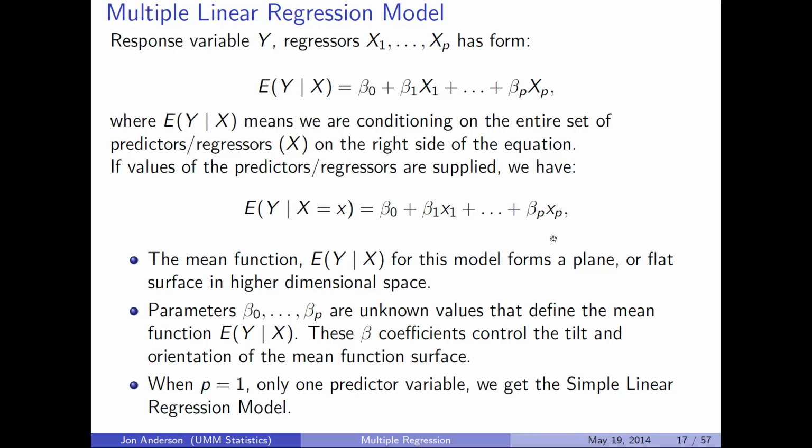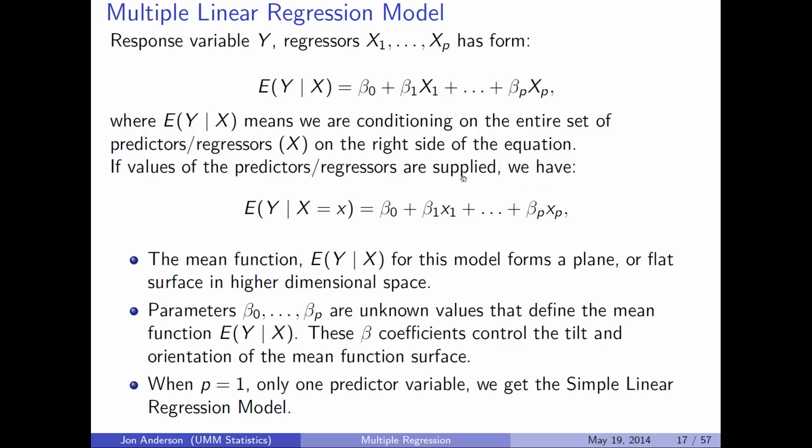Mathematically and geometrically, this kind of equation is the equation or function of a plane or a hyperplane. It's some sort of flat surface in higher dimensional space. The parameters, beta naught to beta p, are the things that control the shape and the tilt and the orientation of that surface, and they control and dictate what's going on in the underlying data creation system for this situation.